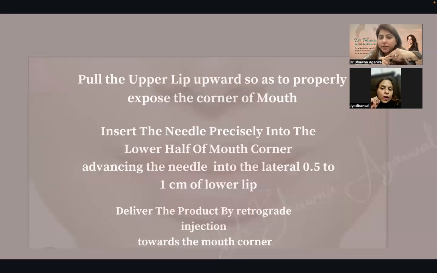Insert the needle precisely into the lower half of the mouth corner, advancing the needle into the lateral 0.5 to 1 centimeter of the lower lip. Deliver the product by retrograde injection towards the mouth corner. You can do it from above also, and you can do it from beneath also, like this. You can make the entry point downward.